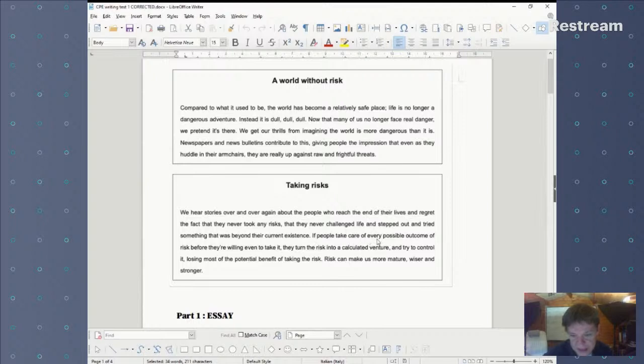So if people take care of every possible outcome of risk before they're willing to even take it, they turn the risk into a calculated venture and try to control it, losing most of the potential benefit of taking the risk. Risk can make us more mature, wiser, and stronger.